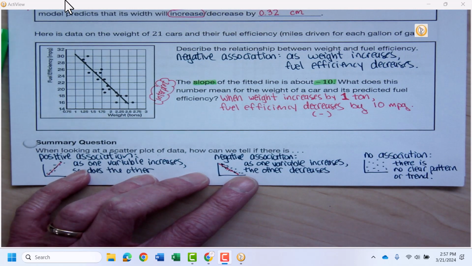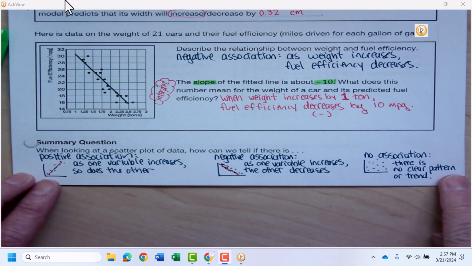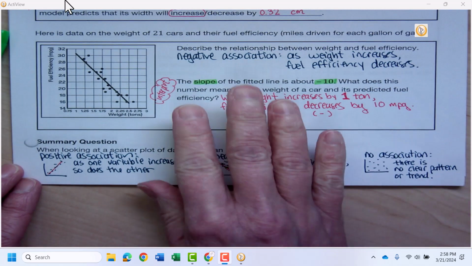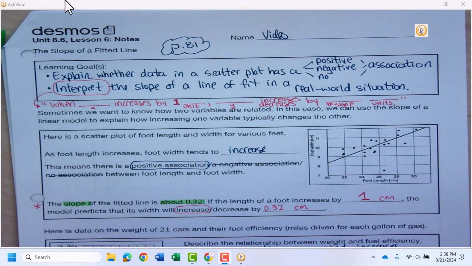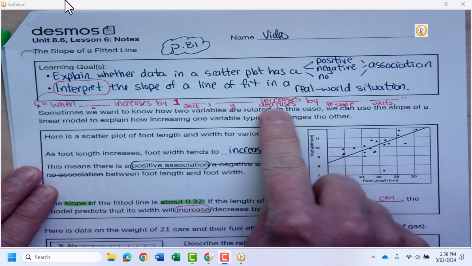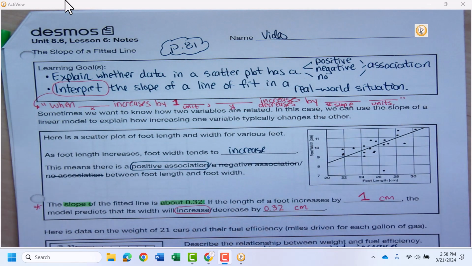Right, so that's us analyzing these lines of fit and their slopes today. It might have a positive association, a negative association, or no association. And we can use this script to interpret what the number in that slope means.